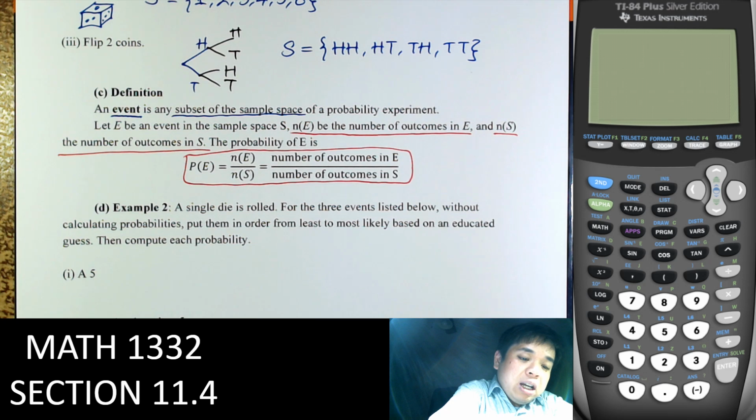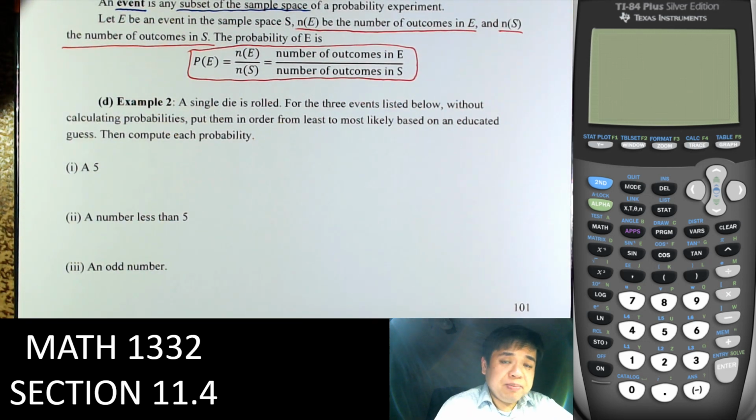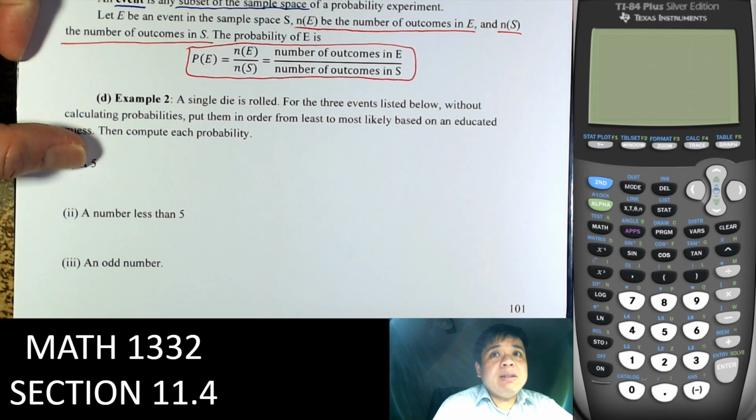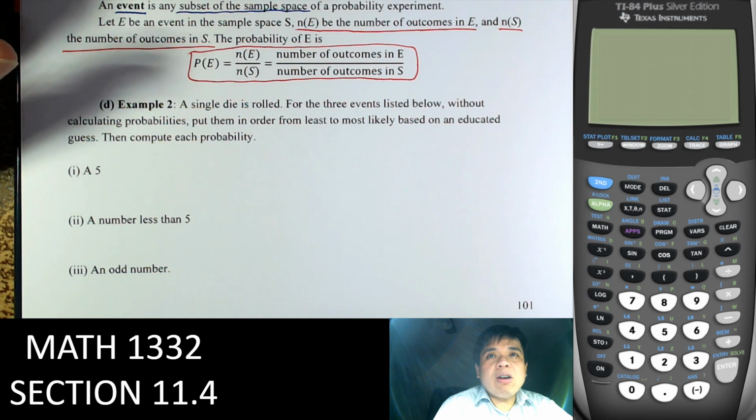Now we have this problem. A single die is rolled. For the 3 events listed below, without calculating probability, put them in order from least to most likely based on an educated guess. After that we find the probability. Now just guess. Getting a 5. Getting a number less than 5. Or getting an odd number.